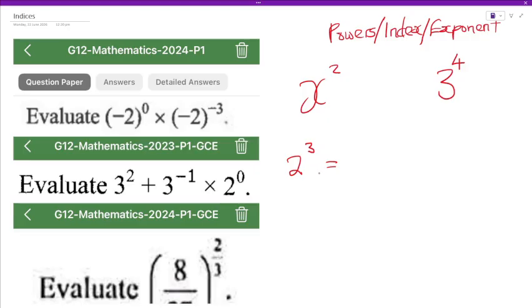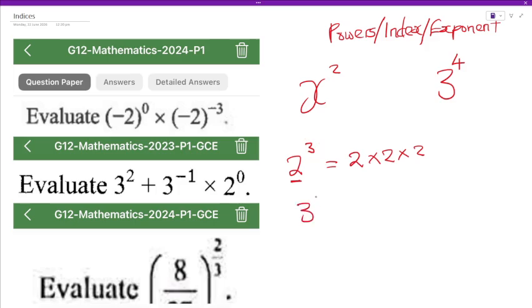2 to the power 3 does not mean 2 times 3. It simply means 2 times 2 times 2. Remember I said the power is the repeated multiplication of a number by itself. So we are simply being told that this 2 here is being multiplied by itself how many times? 3 times. So that is how we come to 2 times 2 times 2. That is what a power symbolizes.